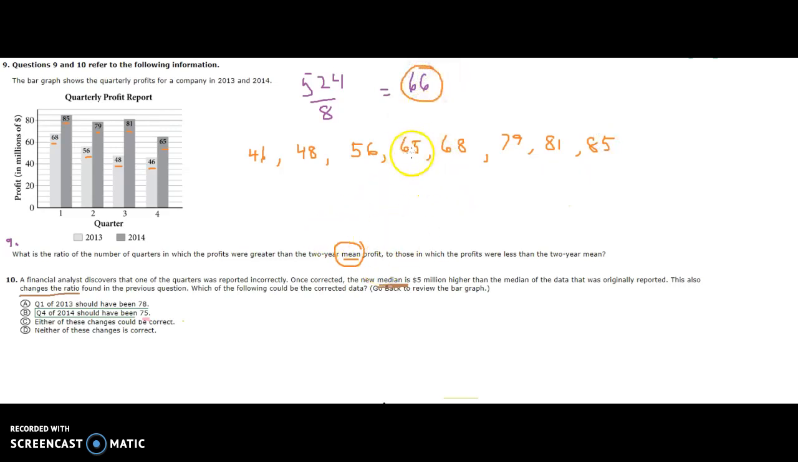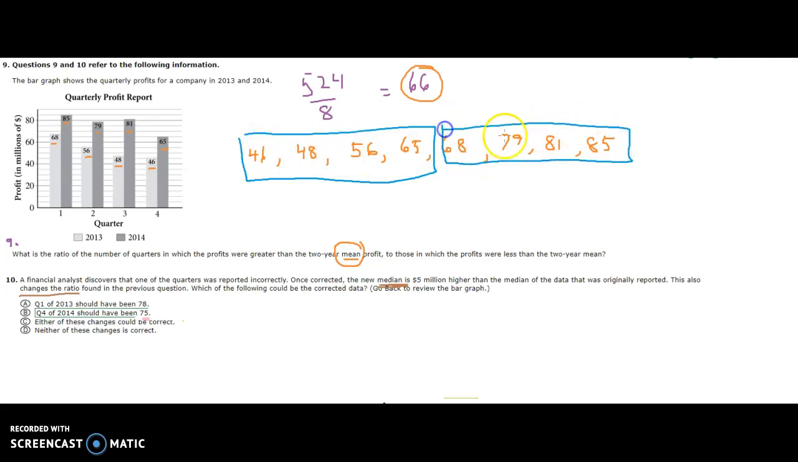Again, our average is supposed to be 66. How many of these data points are above that, and how many are below? It looks like we've got 4 below that average and 4 above it. So the ratio of above to below is 4 to 4, which reduces to 1 to 1. There are as many profit quarters above the average as below. So the answer is 1 to 1.